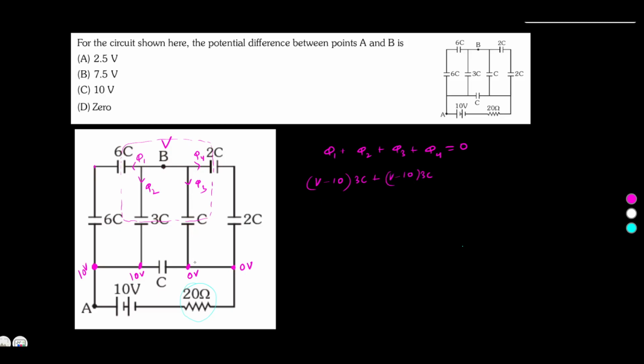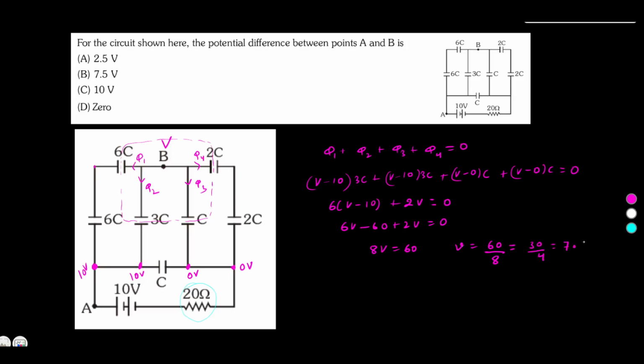Then Q3 will be V minus 0 into C, and here also 2C and 2C will become C. So V minus 0 into C equals 0. If I simplify it, I will get 6 times V minus 10 plus 2V equals 0. I will get 6V minus 60 plus 2V equals 0, and so 8V equals 60. So V equals 60 by 8, that is 30 by 4, and this is 7.5 volt.